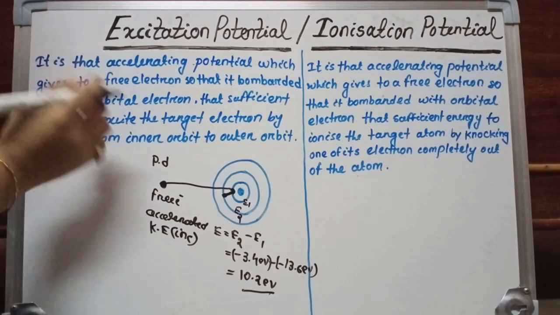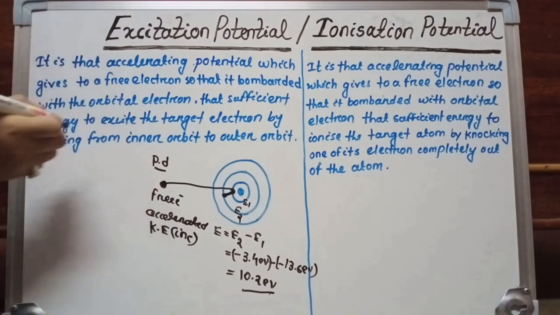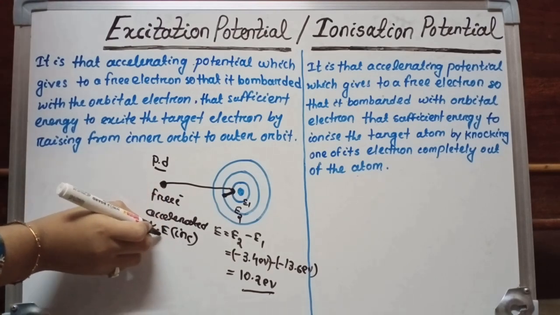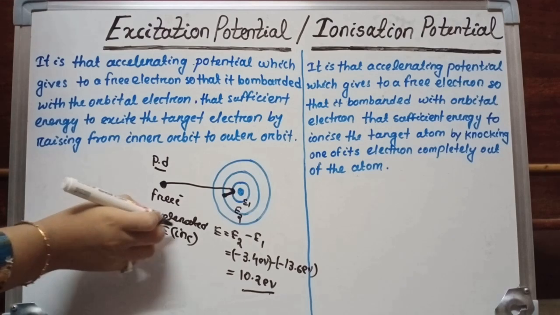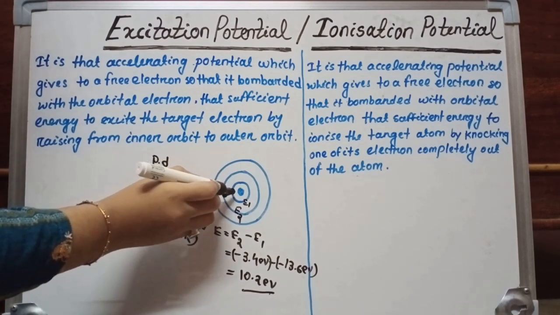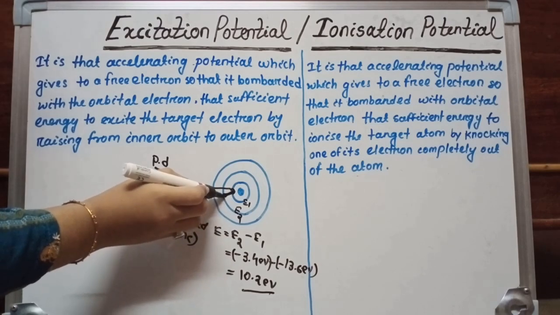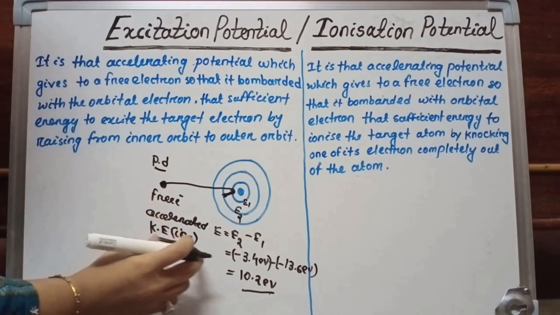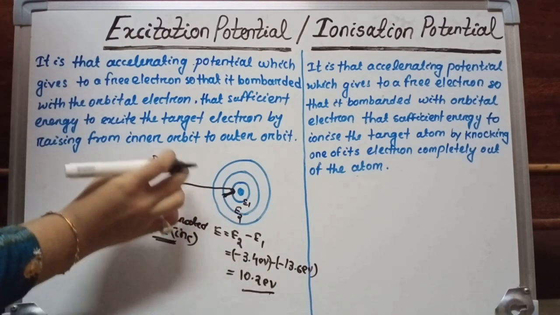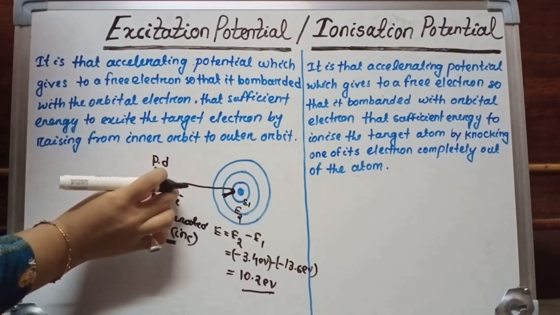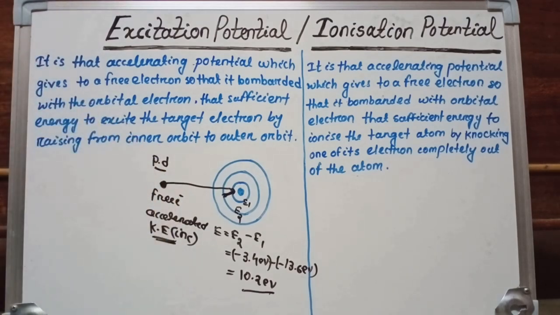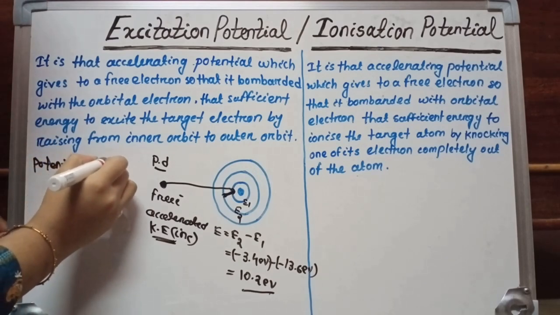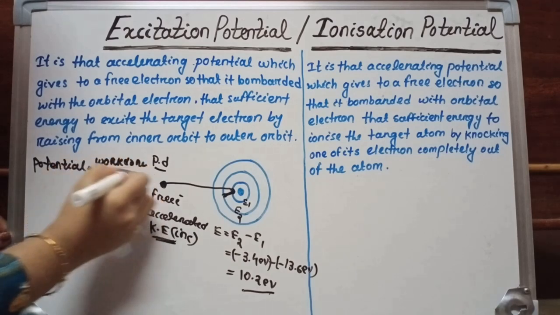That means the potential we provide to the free electron so that the free electron gets accelerated and its kinetic energy increases helps the orbital electron jump from the innermost orbit to the outer orbit, or the energy of the free electron is equal to the excitation energy. Here first we calculate the potential which we provide to the free electron. Take the potential equals work done divided by charge.